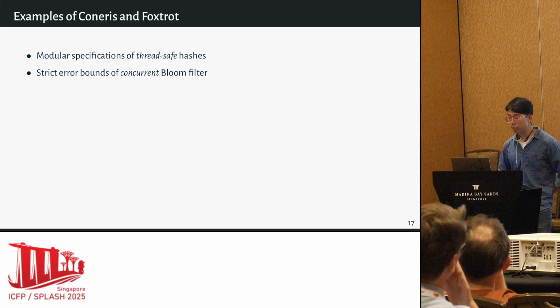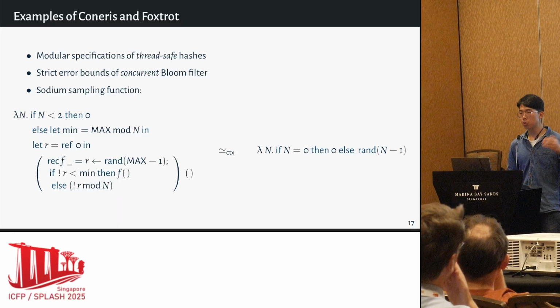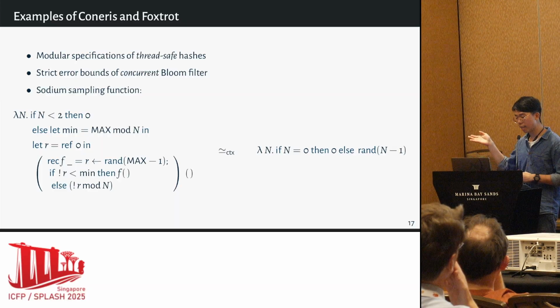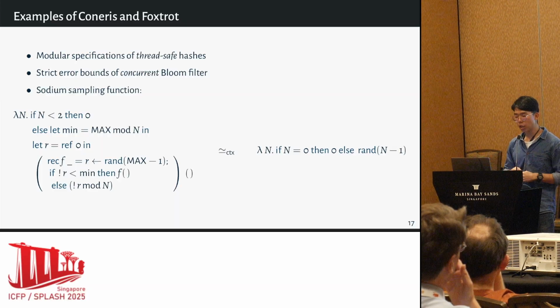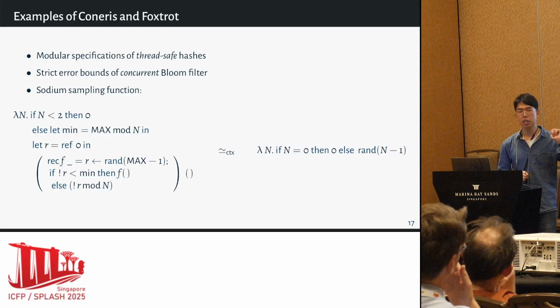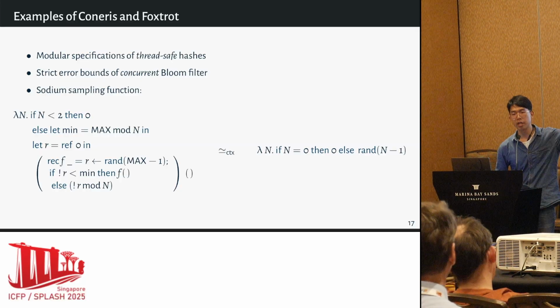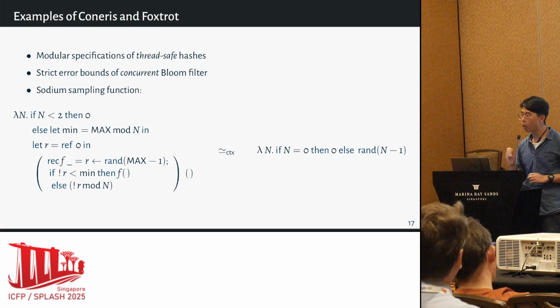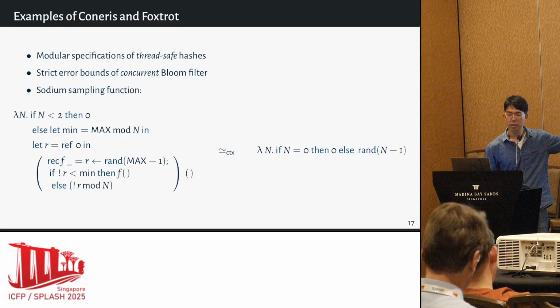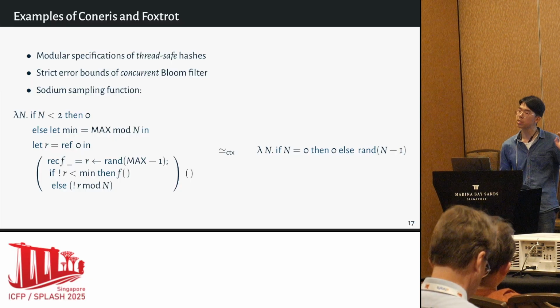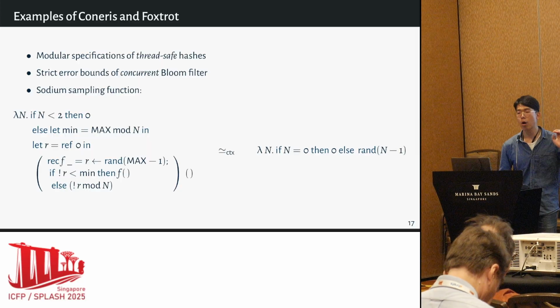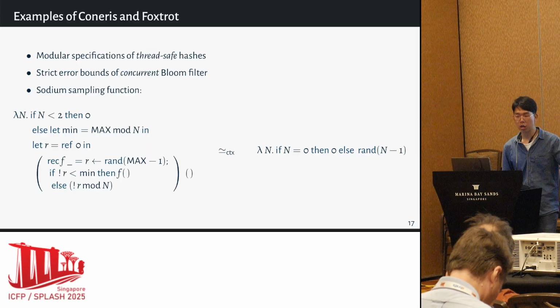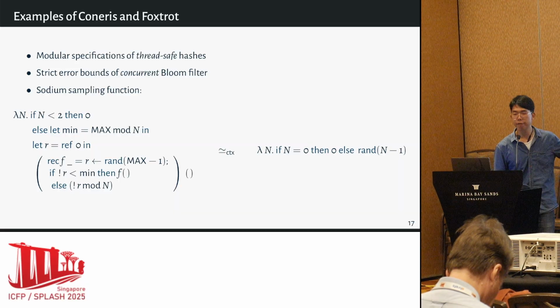In the relational case in Foxtrot, we're able to verify the correctness of a sampling function in the cryptographic library Sodium. In particular, we're able to show that its implementation is contextually equivalent to an idealized one. And it is important to emphasize that even though the implementation doesn't use concurrency, we're quantifying over all possible contexts that might even use concurrency. And so this gives us a high degree of confidence that the sampling function is thread safe and can be safely used concurrently.